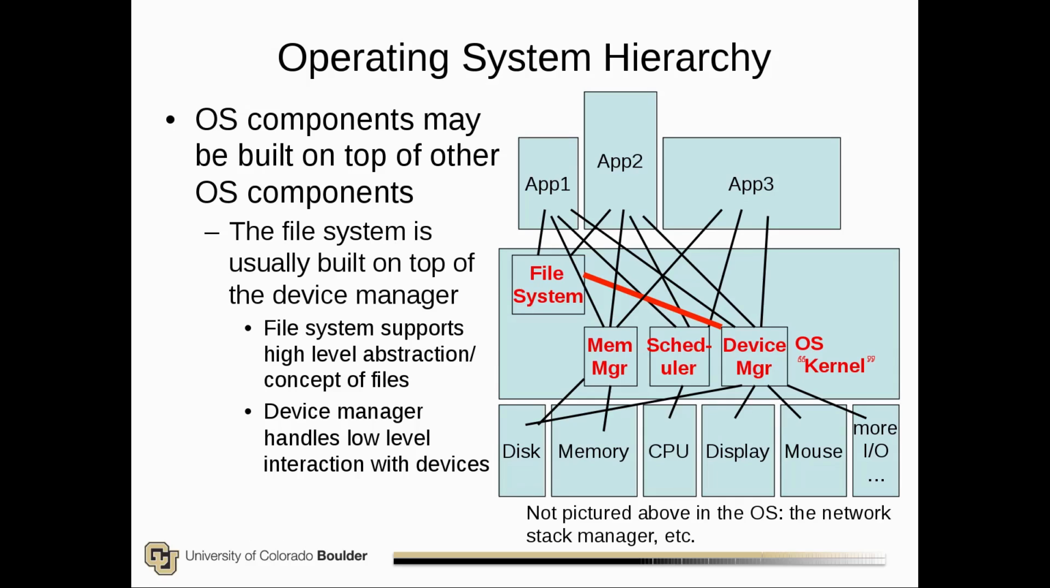OS components may be built on top of one another. The file system is usually built on top of the device manager. This is because the device manager, as you guessed it, manages devices. And since the disk is a device, the file system has to go through the device manager to access the disk. The file system supports a high-level abstraction, or the concept of files, and then the device manager actually handles the low-level interaction. So the file system can go through the device manager, which handles that low-level interaction with the disk.